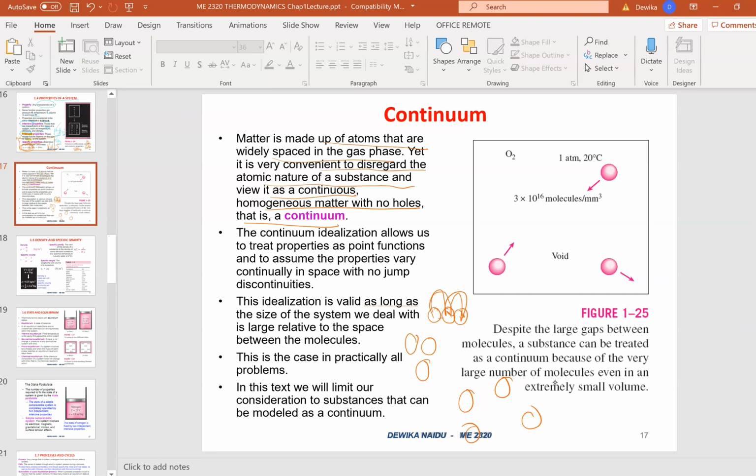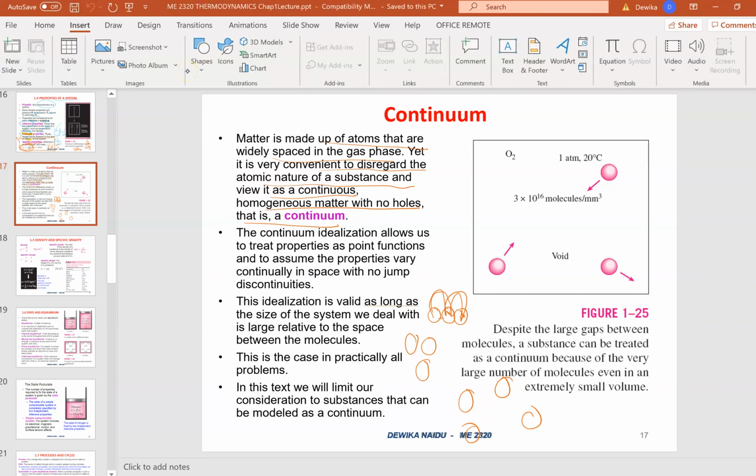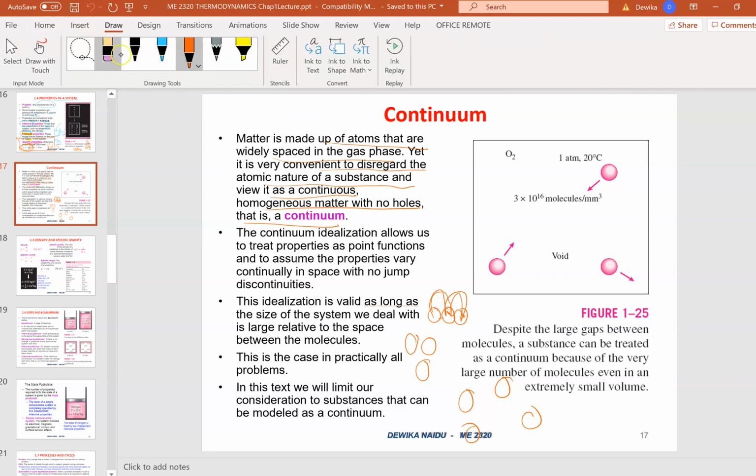So in thermodynamics, what we do is we say that there is no gap. There is nothing here, as if the molecules are actually side by side, like in the solid phase.